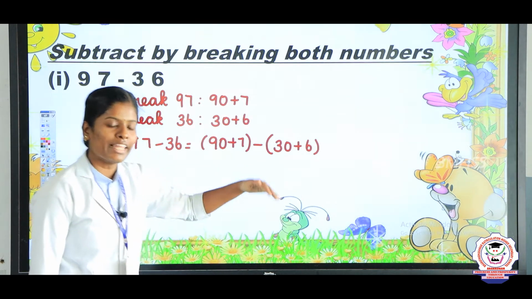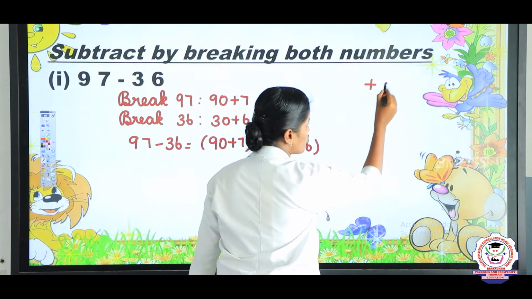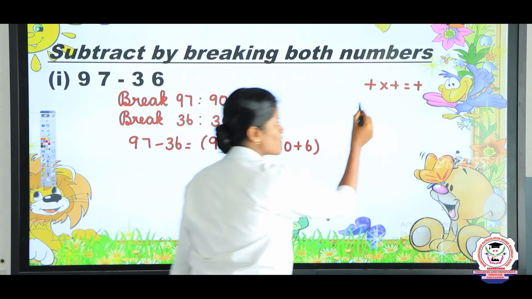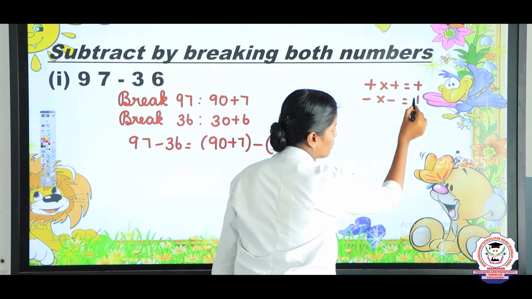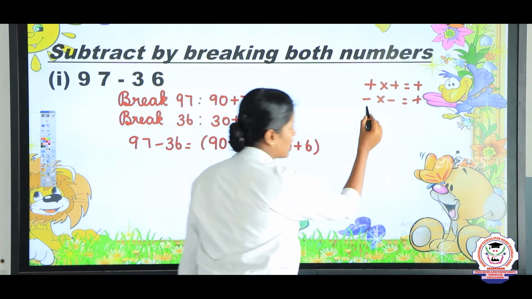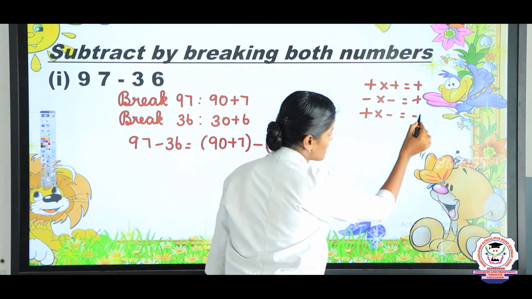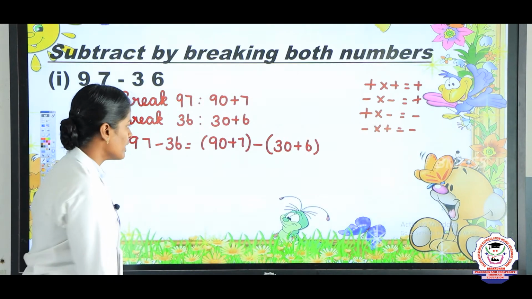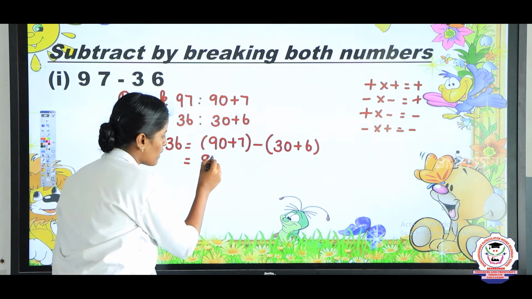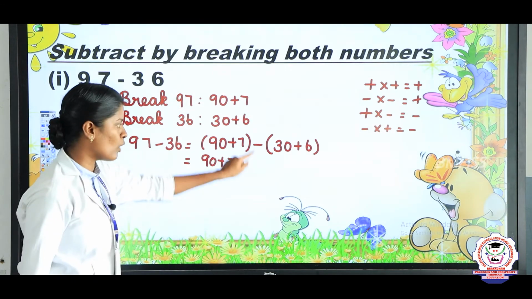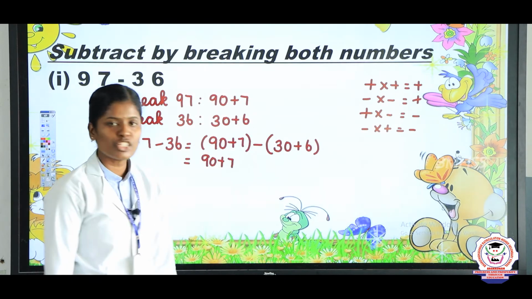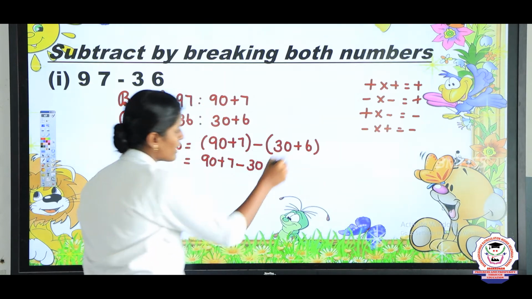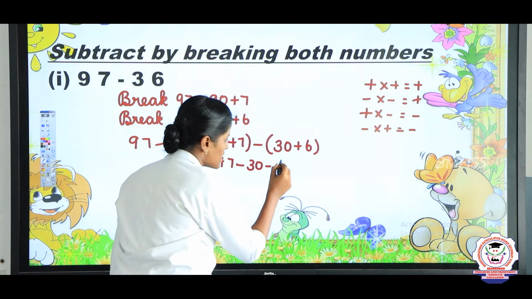Now we are going to write the formula. The formula is plus into plus equal to plus, minus into minus equal to plus, plus into minus equal to minus, and minus into plus equal to minus. So, our next step is 90 plus 7, and then minus into plus. What is the answer? The answer is minus 30, and then minus into plus, again the answer is minus 6.